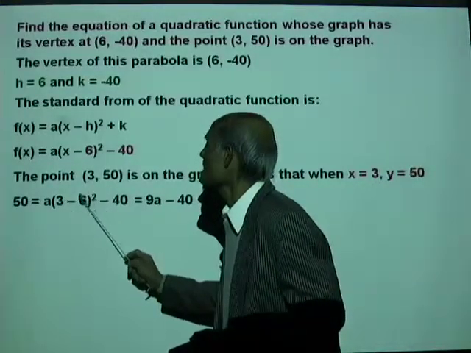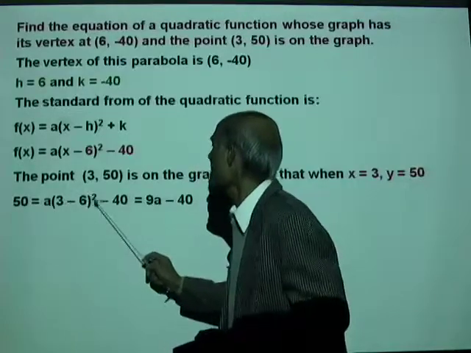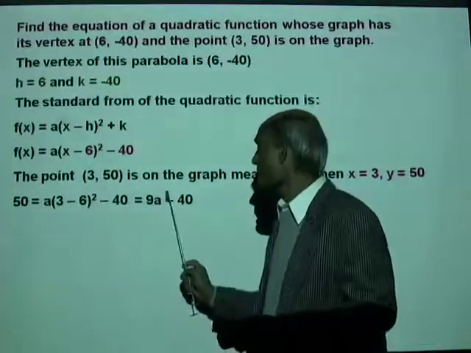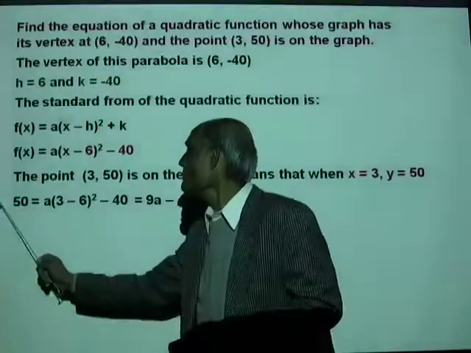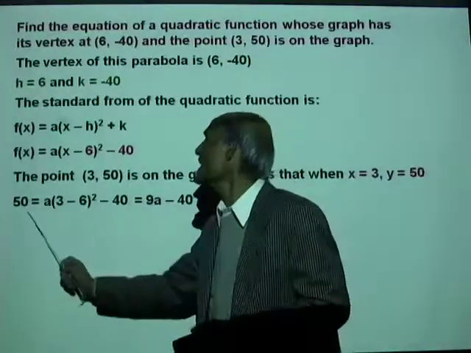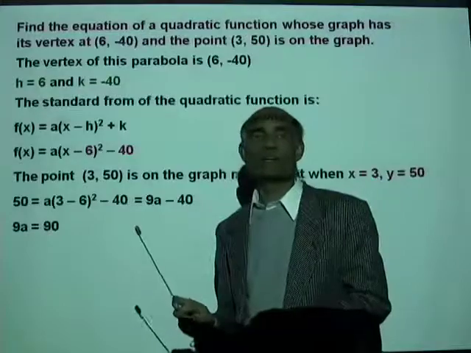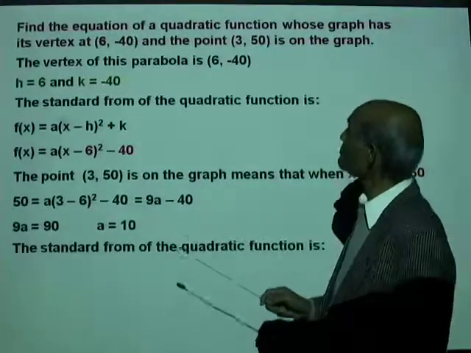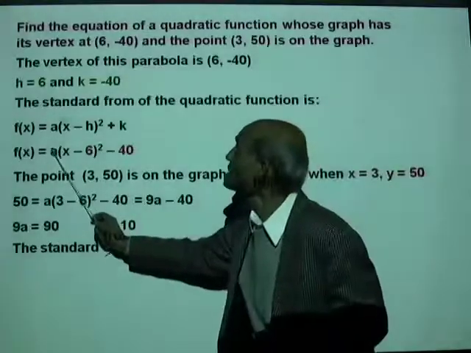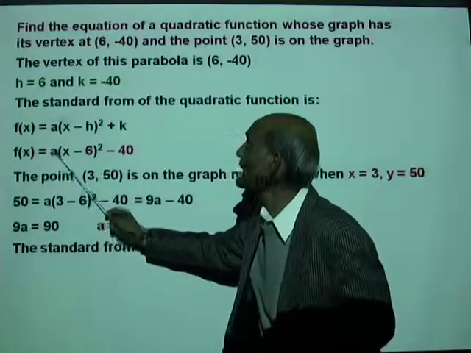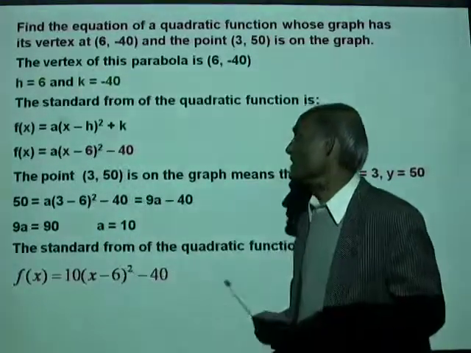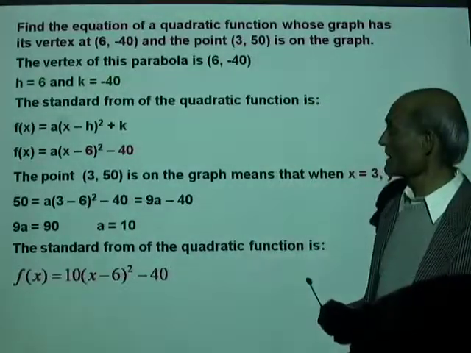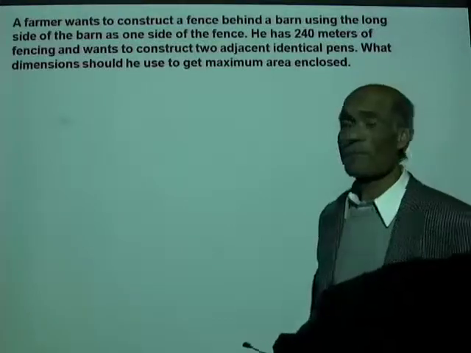Negative 3 squared is 9. That will be 9a minus 40 equal to 50. And taking the negative 40 all the way back there, you get 9a equal to 90, or a equal to 10. And that gives you the standard form. Taking a equal to 10 over here, the standard form is f of x equal to x minus 6 all squared minus 40.